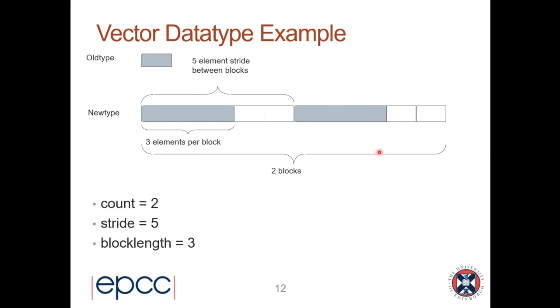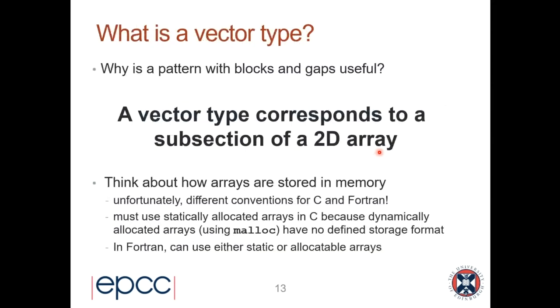Now, you might think, why is that useful? Well, the important point is that it corresponds to a 2D subsection of a 2D array. That is, a vector, a repeating pattern of block, gap, corresponds to subsections of 2D arrays. And we often want to send and receive boundary data. So we want to take subsections of 2D arrays in codes. So what is a vector type? Why is a pattern with blocks and gaps useful? Well, a vector type corresponds to a subsection of a 2D array.